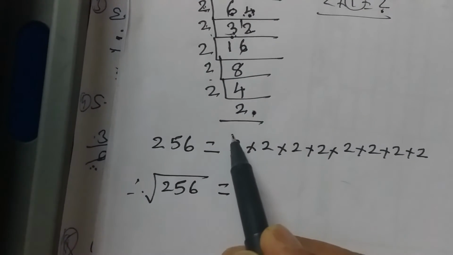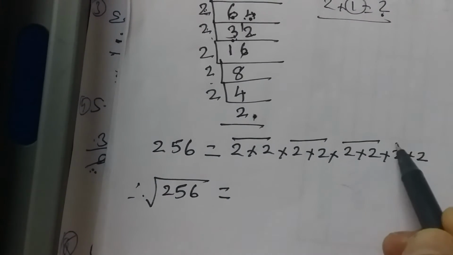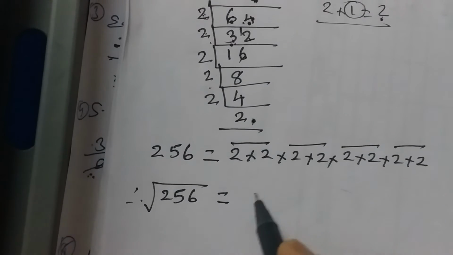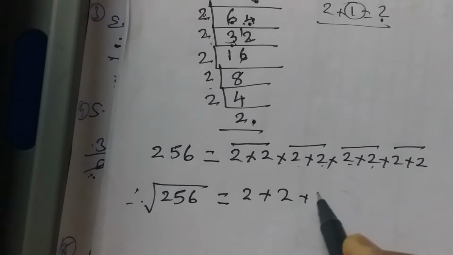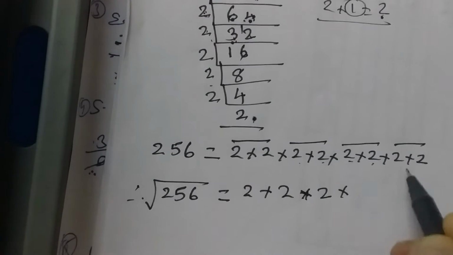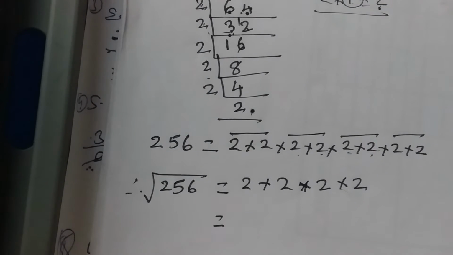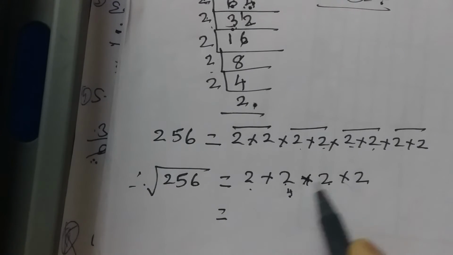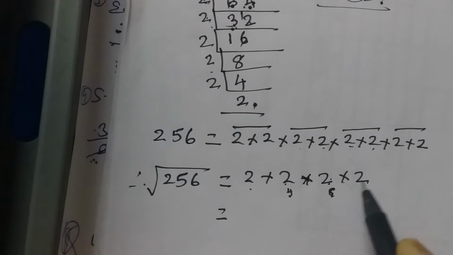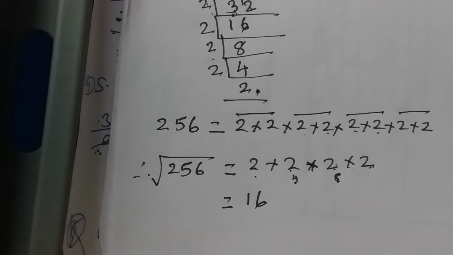Then the next step: we are supposed to find the root of 256. What to do? For two same factors, select one factor. Group two same factors together. So for these two 2s, one 2. For these four pairs of 2s, one 2 each. Now multiply all these common factors. We get the square root of 256. 2 2s are 4. That 4 into 2, 4 2s are 8. 8 into 2 is 16. So the square root of 256 is 16.